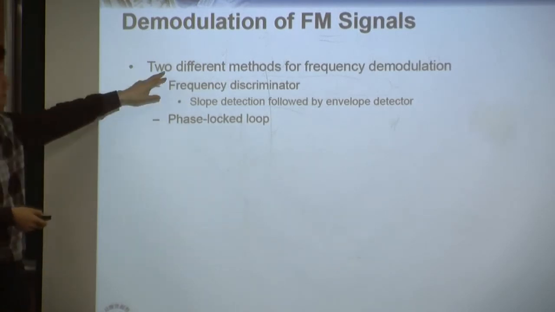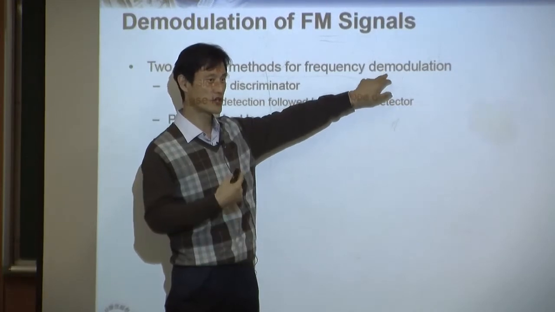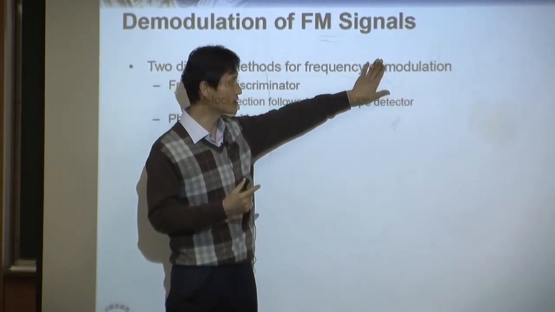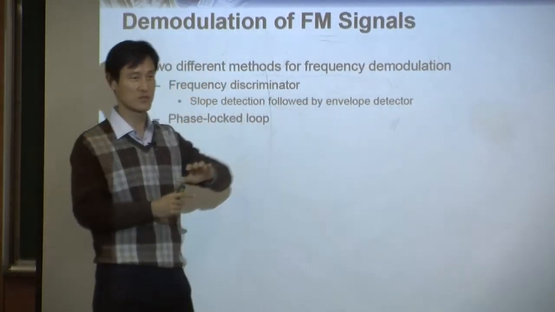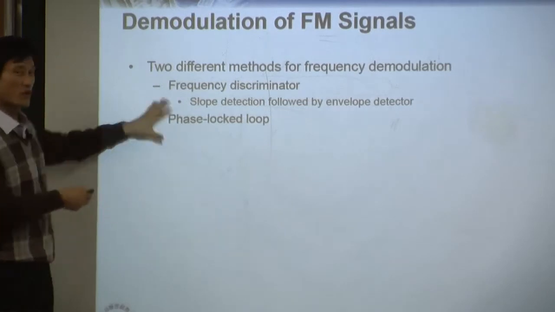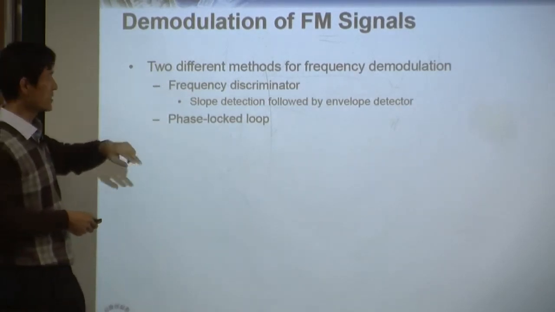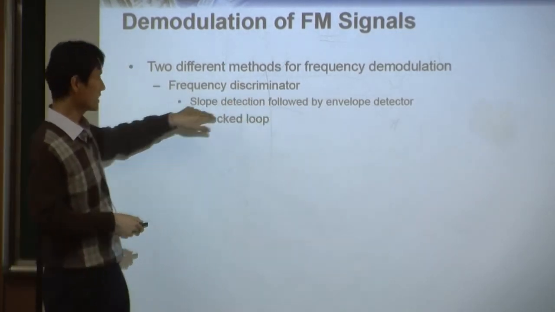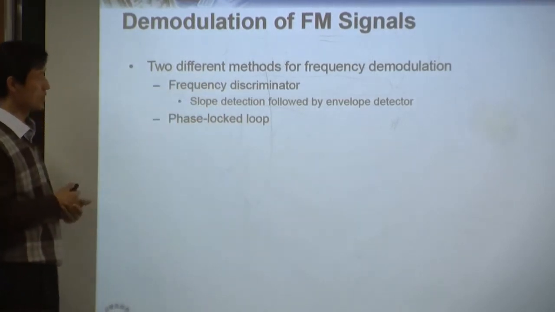Typically, there are 2 different methods for frequency demodulation. Okay, remember demodulation is what you do at the receiver, right? Modulation is what you do at the transmitter. You need to do demodulation at the receiver. So we are talking about the receiver right now. At the receiver, there are 2 different methods. One is the frequency discriminator. Second is the phase lock loop. Okay? So let's talk about them one by one.